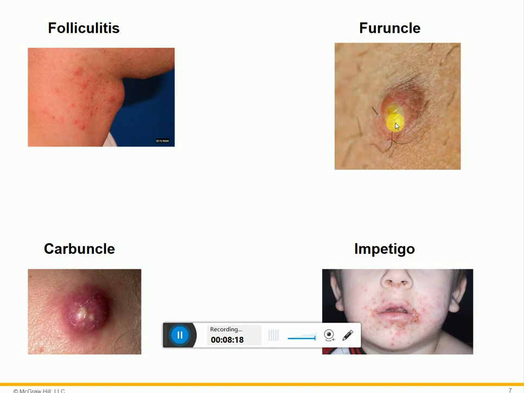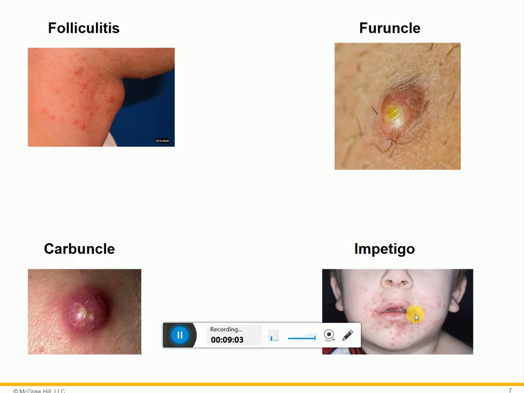Now this furuncle is a folliculitis that has developed pus. So there's a little bit of pus here, and we call that a furuncle, and you can see that again it is related to hair follicles. Folliculitis is a milder infection, while the furuncle, compared to folliculitis, is a little bit of a stronger infection. Now, if lots of furuncles combine together, we get a carbuncle. So a carbuncle or a boil is a couple of furuncles that have gathered together, and you can see all of these multiple heads.